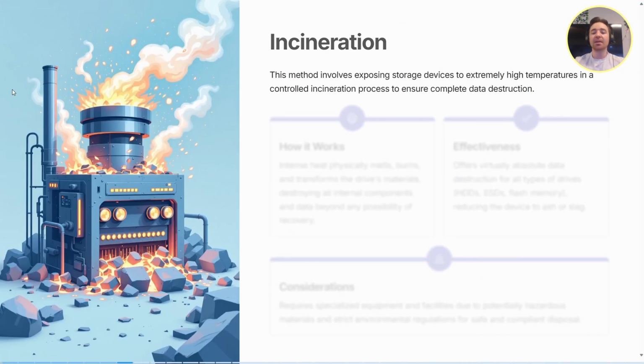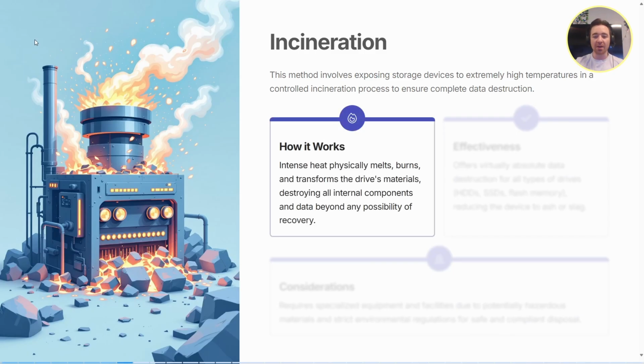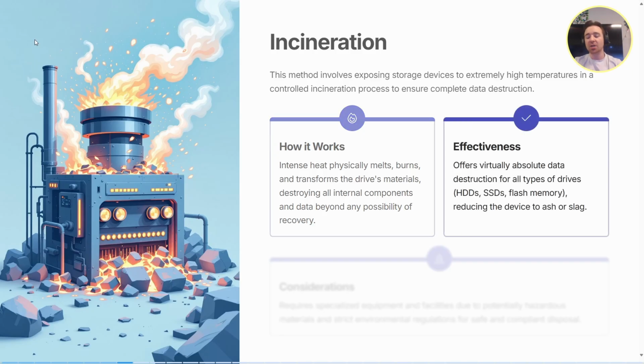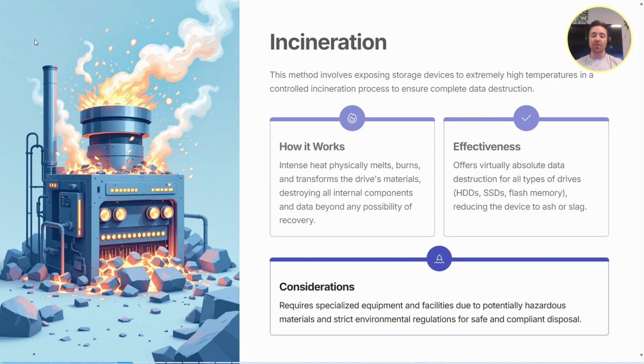Incineration. This method involves exposing storage devices to high temperatures and essentially burning them. So it's pretty self-explanatory, right? Intense heat is going to destroy and melt all drives. It's highly effective. You just chuck them in there, burn them. There's really no chance it's going to survive, but it does have some additional environmental considerations. You've got a lot of emissions going on, right?